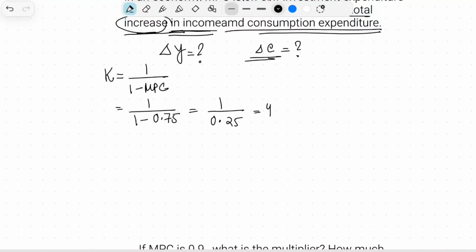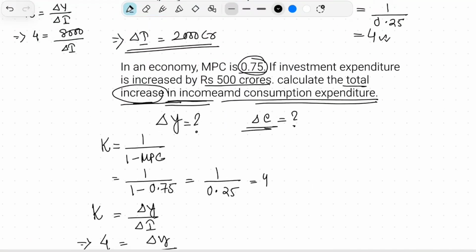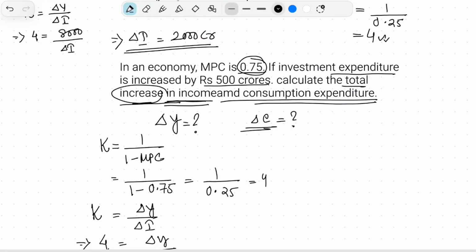Now, we need to find out the change in income and consumption. So as per another formula of multiplier, we know change in Y divided by change in I. The multiplier is how much? 4. We need to find out change in income. So change in income remains as it is. And given in the question, the investment expenditure increased by 500 CR. Again, the change in I is given. How much is the change in I? It is 500 CR.